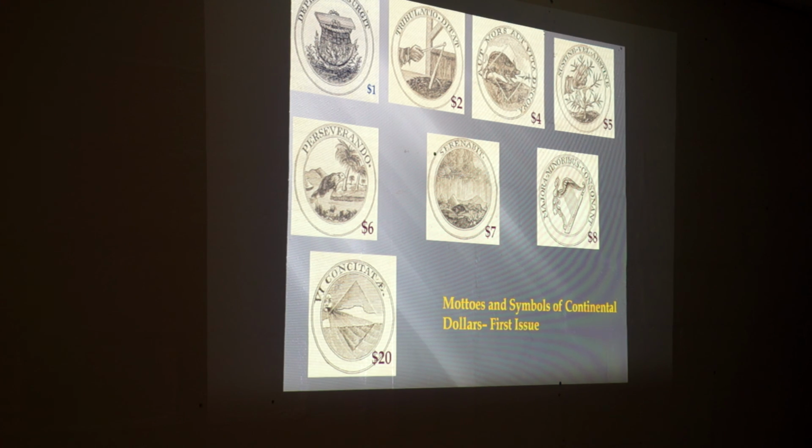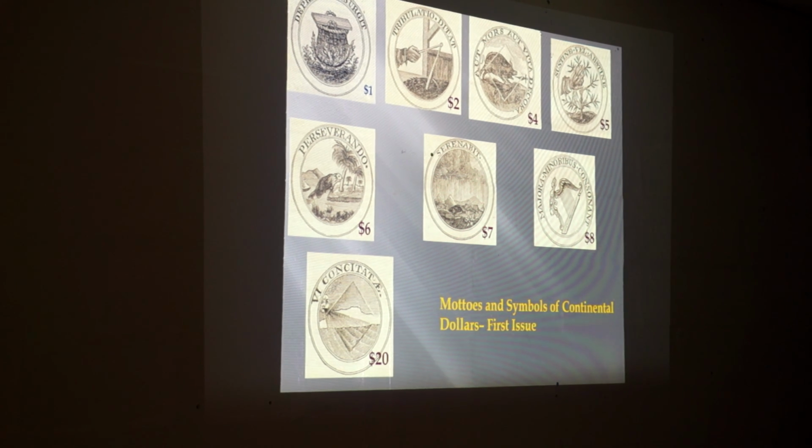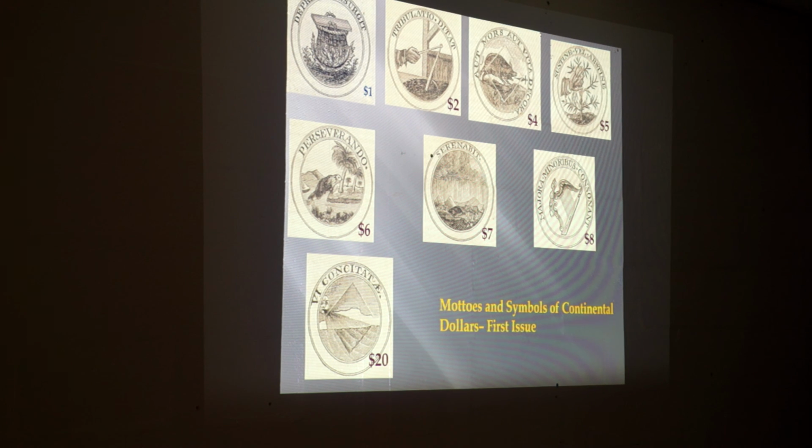Here's symbols from the Continental dollars. And I found this fascinating and kind of charming, and a little pitiful too. Each denomination had a symbol on it and a motto. I'm just going to go through a couple of these. I've added the numeric denominations here to the pictorials. The first one is a basket sitting on an acanthus plant. Now, the symbolism of that is powerful. In Revolutionary times, everybody knew what that meant.